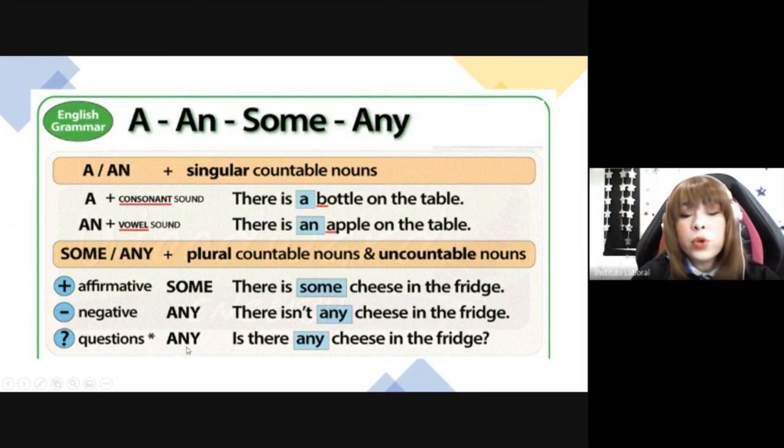Any is also used when we make questions. For example, is there any cheese in the fridge? No, there isn't. Remember, some and any work for plural. They can be countable or uncountable nouns. It doesn't matter. Some is used for affirmative sentences, and any is used in negative sentences and in questions.